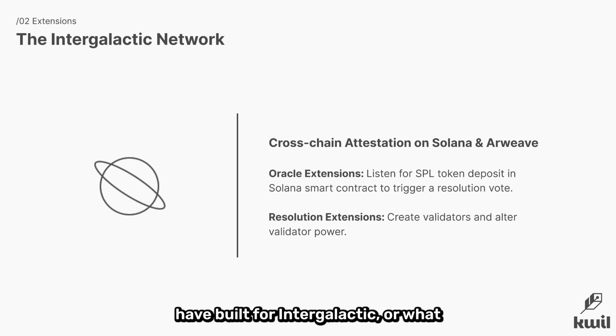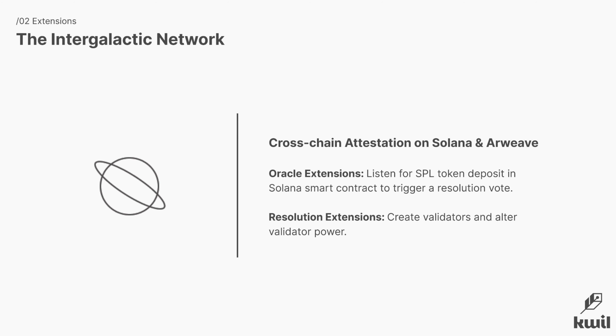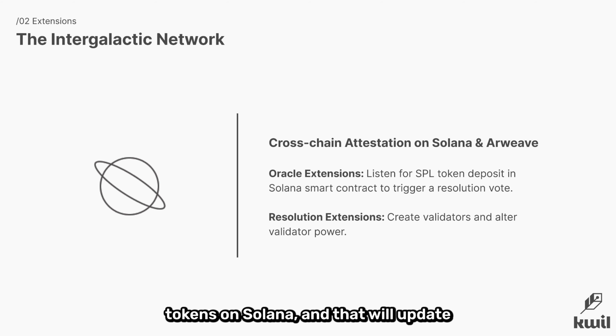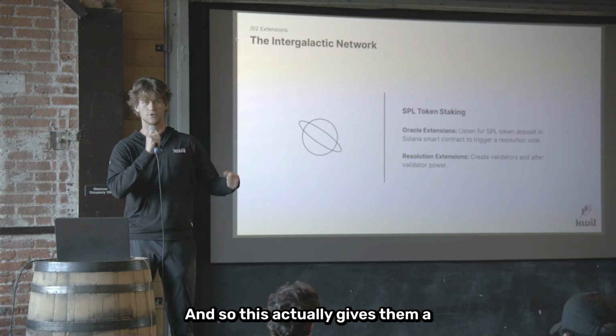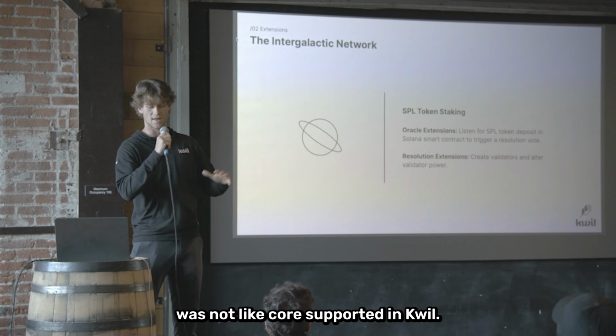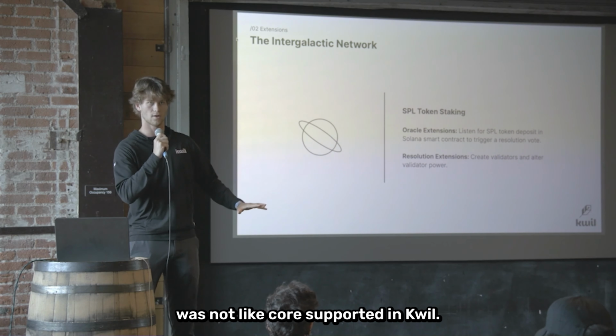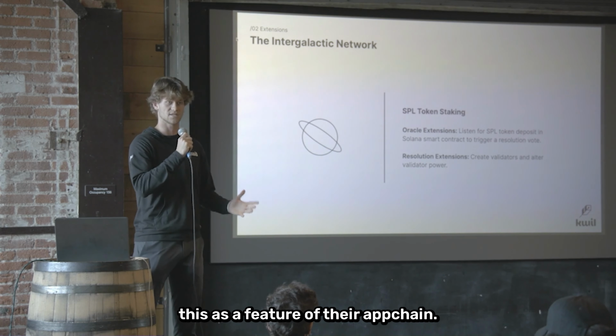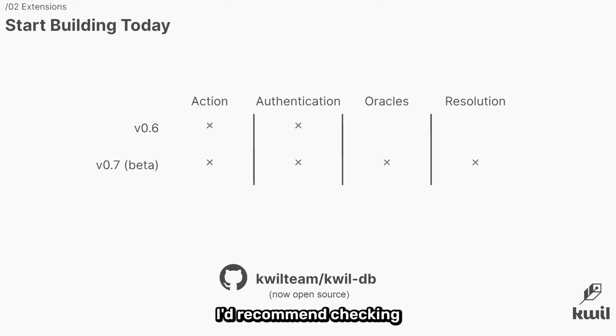But what they have built for Intergalactic, or what they're in the process of building, is a system where you can stake tokens on Solana, and that will update validator stake in their native network. And so this actually gives them a unique form of governance as well as security for their network that was not core supported in Kwil. They're just able to build this as a feature of their app chain. And I'd recommend checking out MEM and Intergalactic.